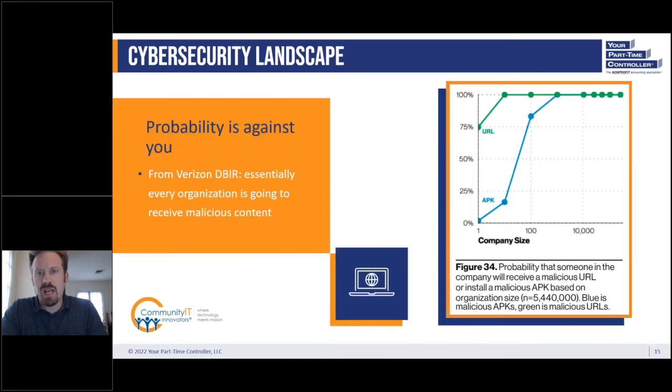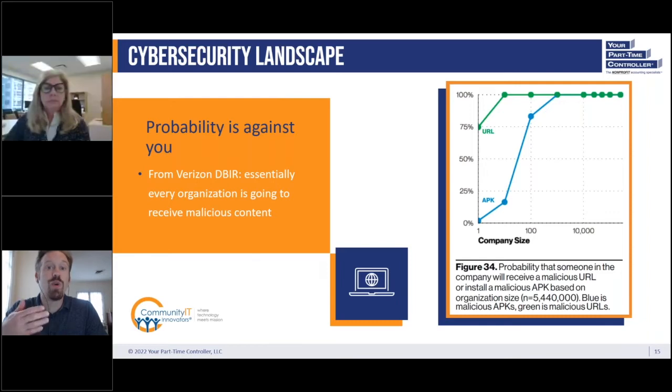It's also seen in larger industry reports. This is from the Verizon Data Breach Incident Report, where they are looking at the likelihood that an organization is going to receive a malicious email, which is in that green line. So we can see that basically if you're an organization of any size, you're almost guaranteed to receive a malicious email. And then for larger organizations, somebody's going to install a malicious app on their phone. And so that's the blue line. So we can see that almost every organization is going to be targeted and will continue to be targeted by these email-based attacks over time.